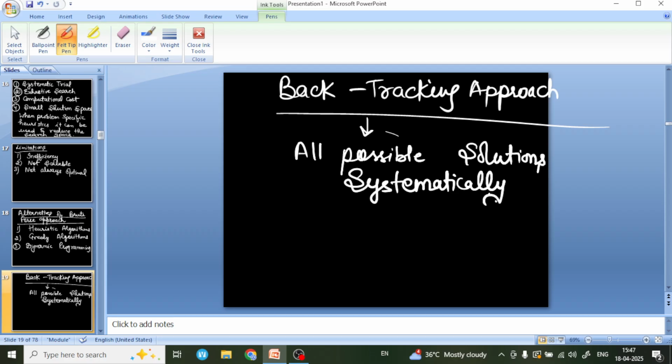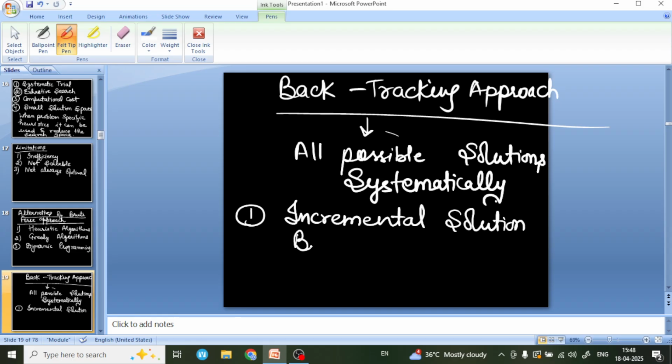Now I am going to discuss backtracking's features, the main points. First point is incremental solution building. In this, the backtracking approach works by building a potential solution step by step. That is known as incremental solution building.